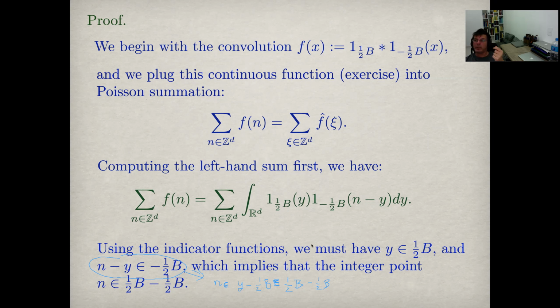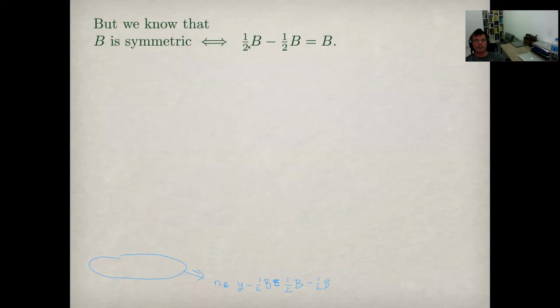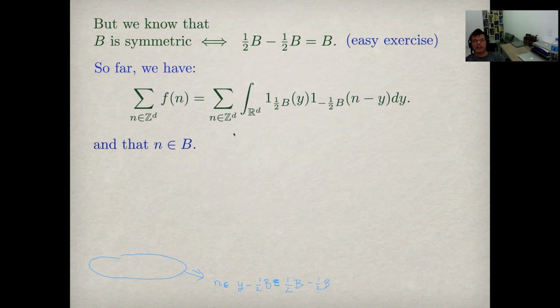But we know B is symmetric, it's a symmetric set, and we know by that exercise that we had that for a symmetric convex body, symmetric about the origin, 1/2 B minus 1/2 B is equal to B. And therefore, we can continue to say that, as we mentioned just now, because n is in B, we have this line from before, and we know that n is in B.